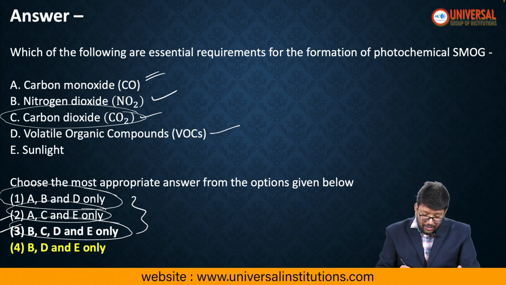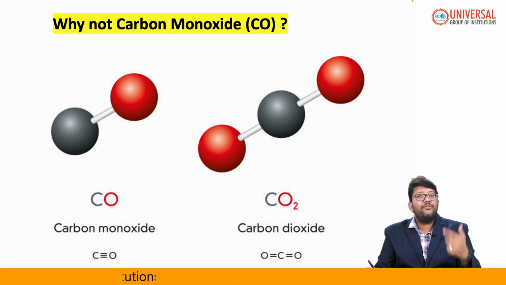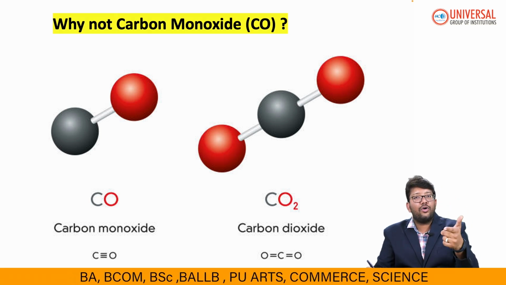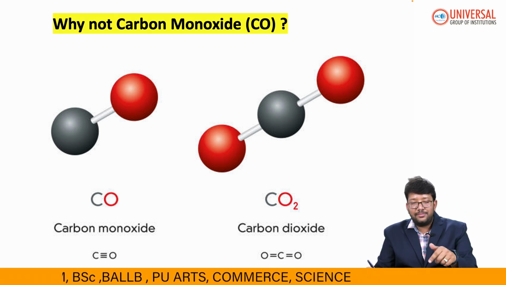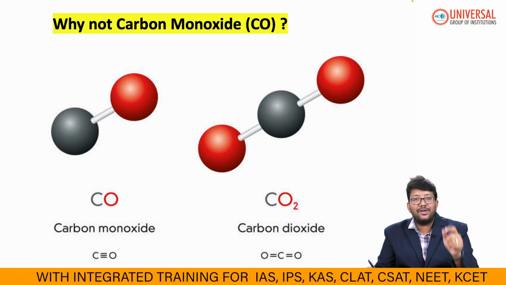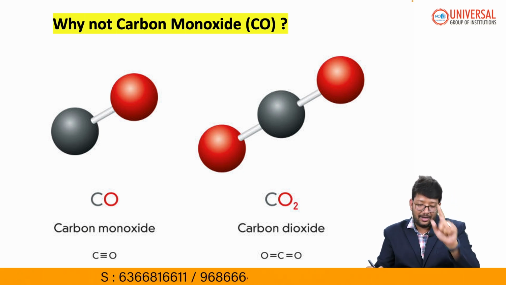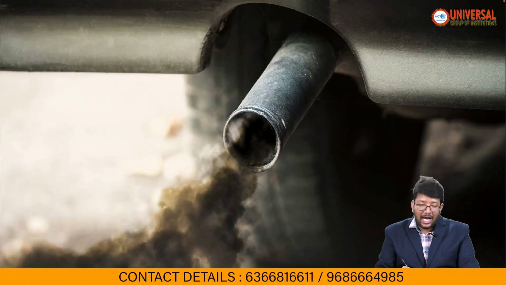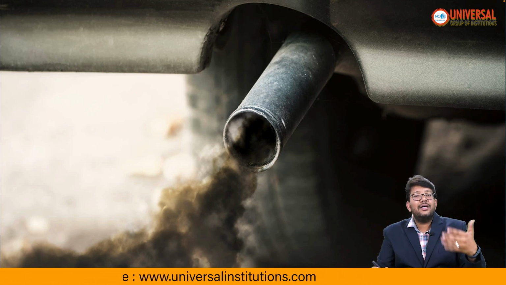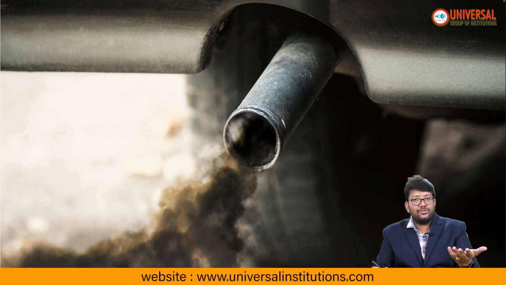So carbon monoxide. You know that carbon dioxide is made up of one carbon and two oxygen atoms, but carbon monoxide is made up of one carbon and one oxygen. That's why it is called mono. Mono means one, carbon monoxide. So CO2 is also there, CO is also there.